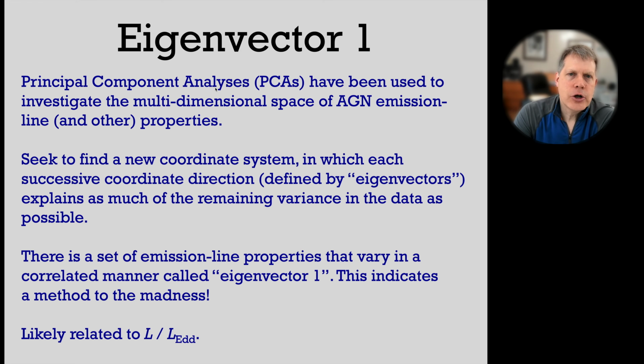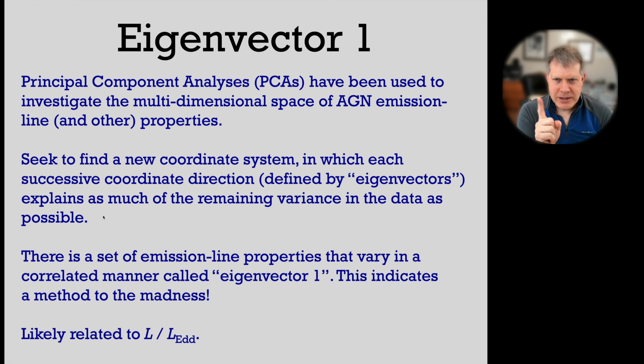And what they essentially then are doing is they are looking within this multidimensional space of AGN emission line properties to define a new coordinate system in which each successive coordinate direction, defined by so-called eigenvectors, explains as much of the remaining variance that is present in the underlying data as possible.